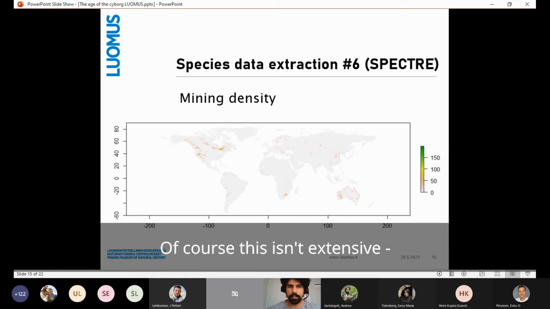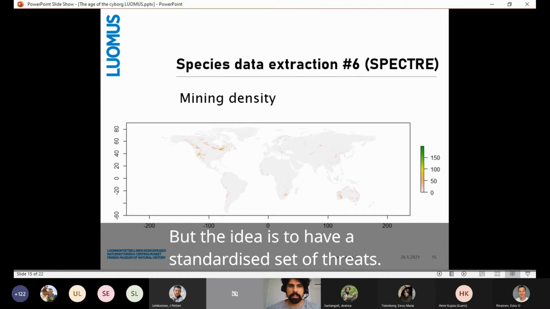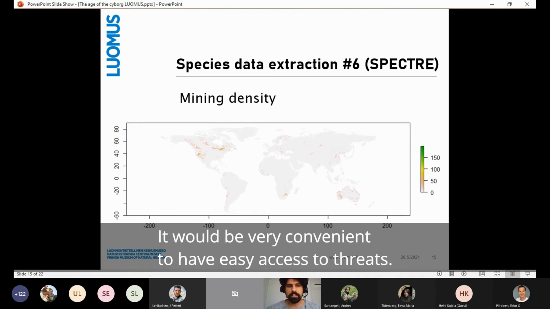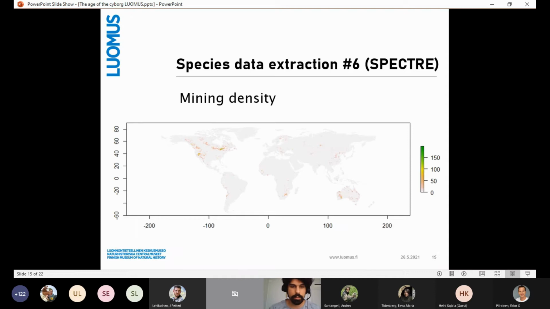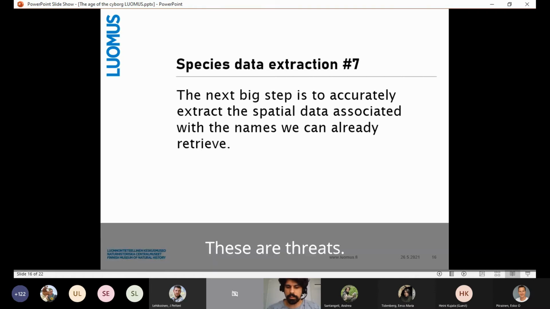Of course, this isn't exhaustive, because I have 32 layers on the product. But the idea is to have a standardized set of threats that you could use for anything, but especially for automation, it would be very convenient to just have easy access to threats.